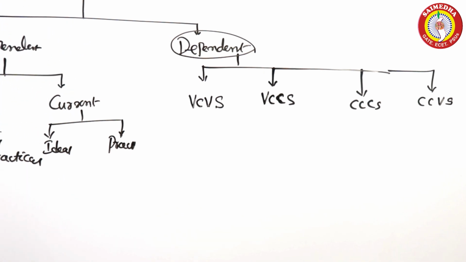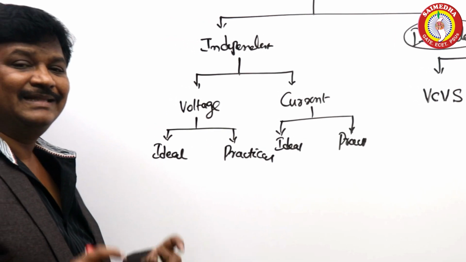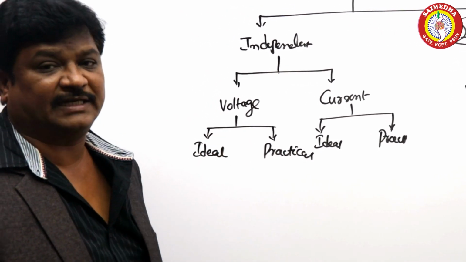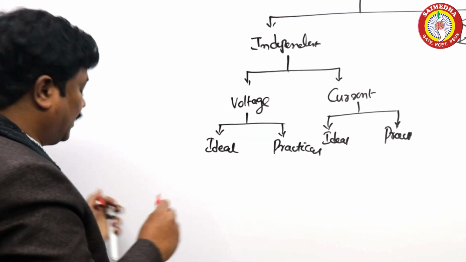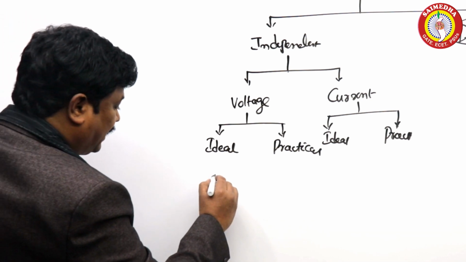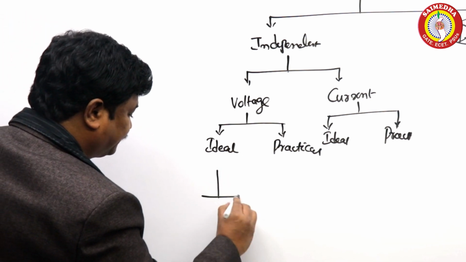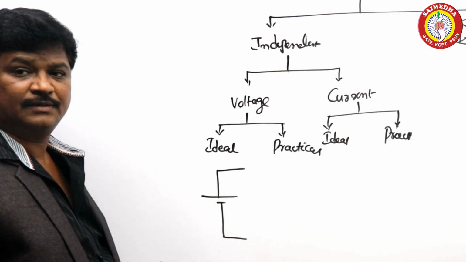Now coming to the ideal voltage source. What is an ideal voltage source? There is no internal resistance for this; the internal resistance is zero. For example, normally the voltage source can be represented with a voltage, this is the voltage, the potential difference.